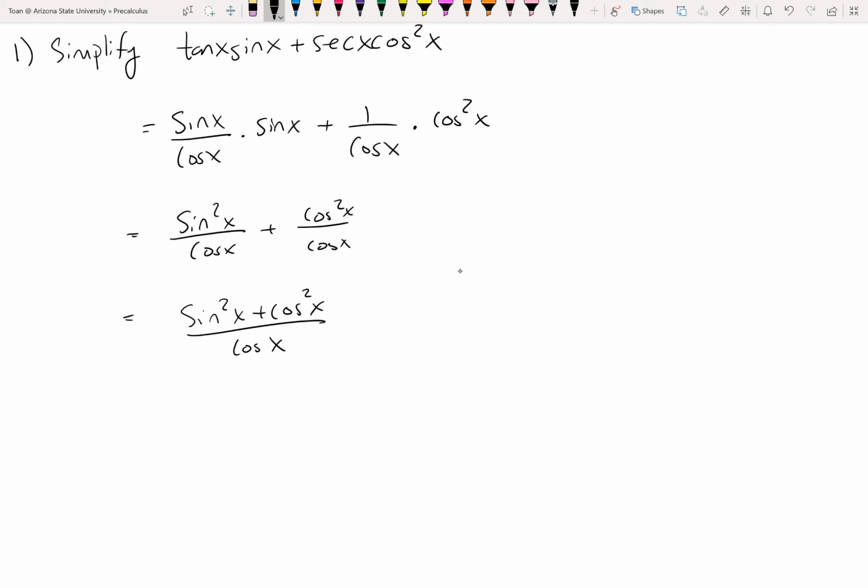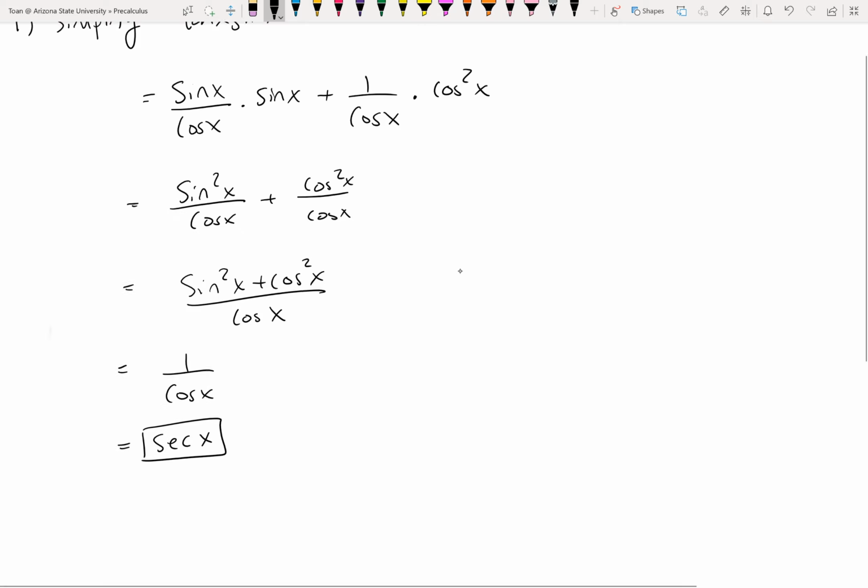And then we should know Pythagoras' theorem, or Pythagorean identity, that says sine squared x plus cosine squared x is 1. And of course, 1 over cosine is secant. So number one should have simplified to a plain old secant of x.